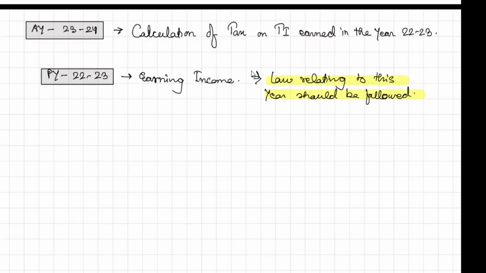That is why budget is introduced every year, na? And in the budget there is a part of finance, and in finance all the changes and amendments are introduced. Correct. So you got this line, na? What I wrote here: law relating to this year should be followed. Correct. So if I say that law, then what do you think, this law should have been passed?